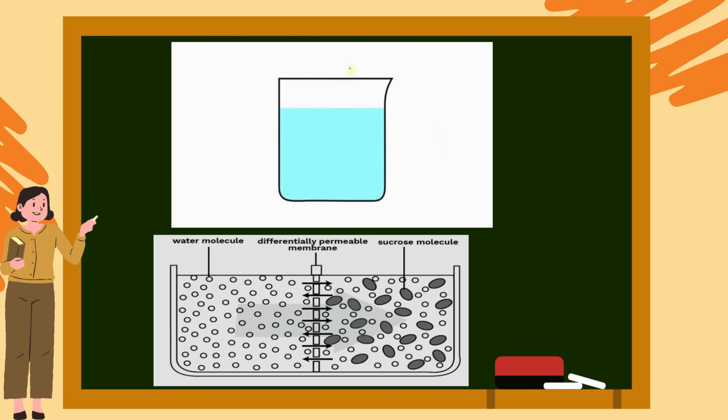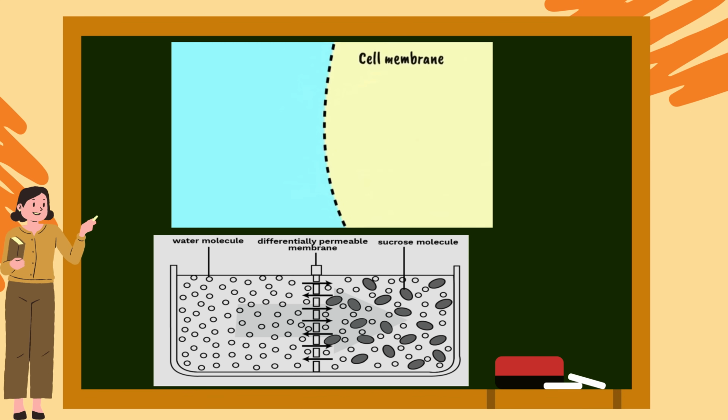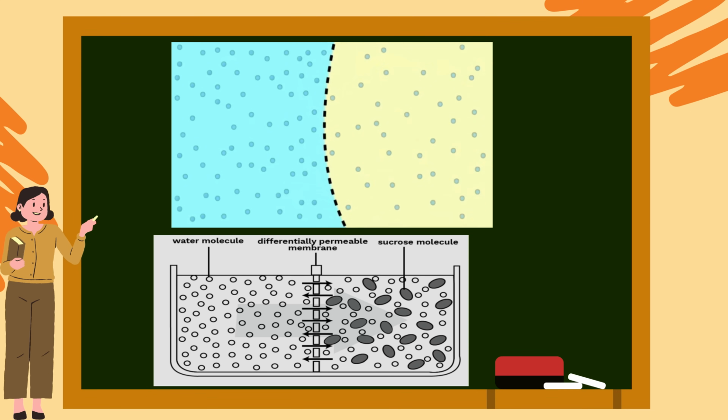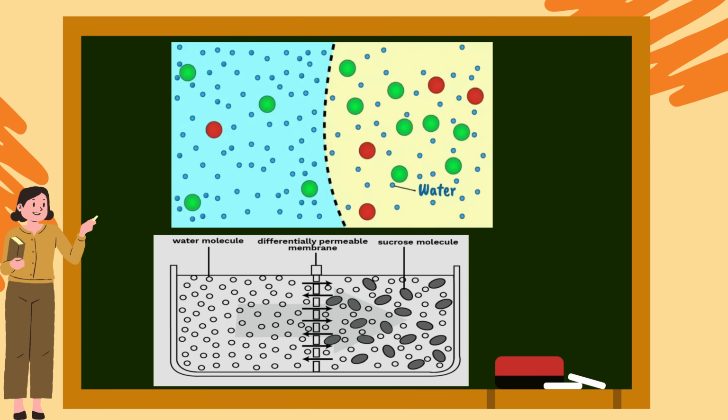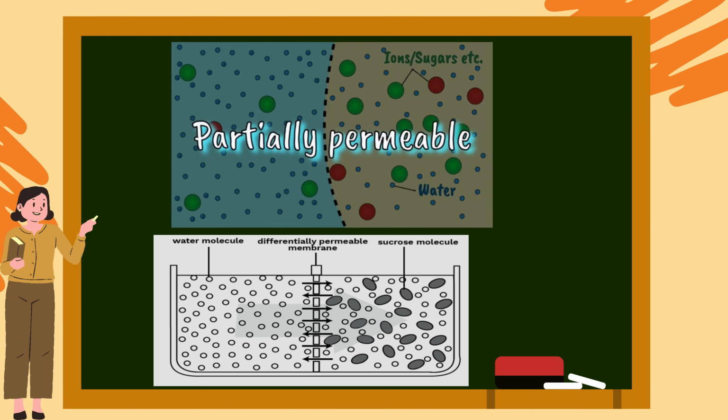Picture an animal cell in solution. Let's take a close-up look near the cell membrane. There is plenty of water inside and outside of the cell, but there are also other materials dissolved in the water too, like ions, sugars, etc. Cell membranes allow water to pass through relatively easily, but they prevent some other materials from passing through so freely. A membrane that allows some things to move through but not others is known as partially permeable.